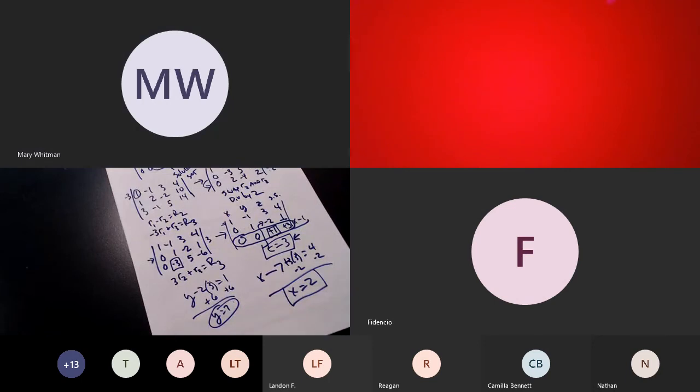Yeah. Okay. And so now you can just back substitute, because this represents y minus 2z equals 1, and this represents x minus y plus 3z equals 4. Okay?